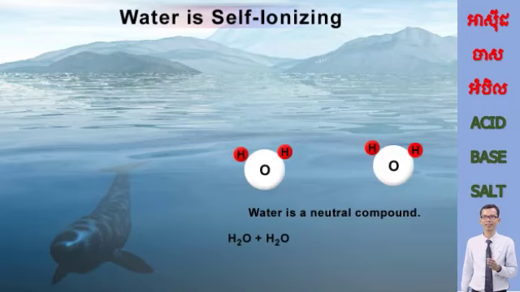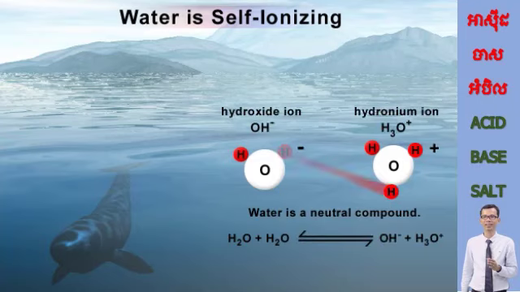Water molecules are capable of self-ionizing, meaning one water molecule can spontaneously transfer a hydrogen ion to an adjacent water molecule. This transfer of charge results in a positively charged hydronium ion and a negatively charged hydroxide ion. You can think of the self-ionizing of water as a neutral water molecule splitting apart, resulting in two ions.